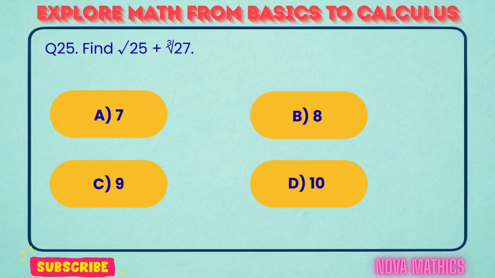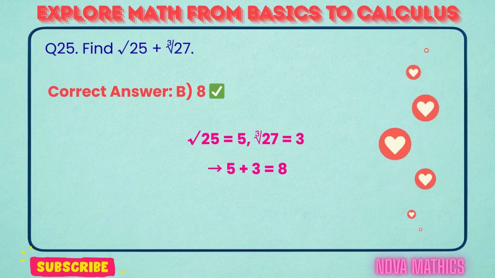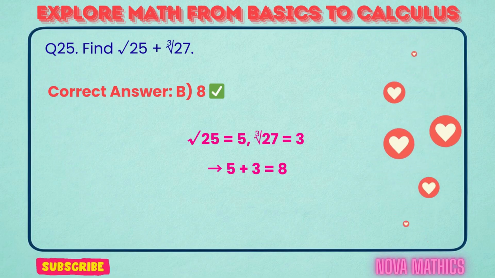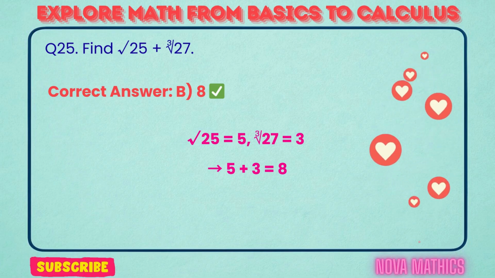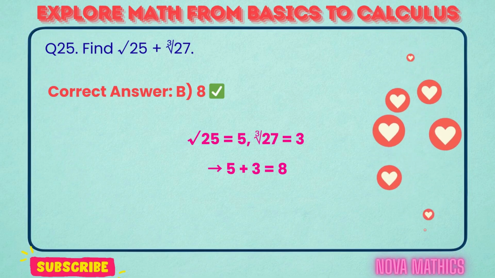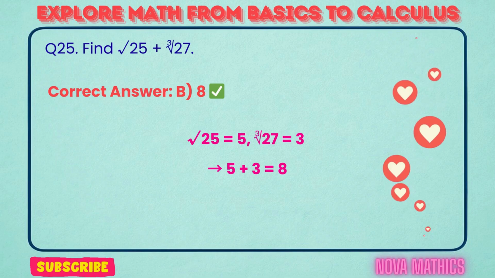25. Find the square root of 25 plus the cube root of 27. Correct answer is 8. Square root of 25 equals 5. Cube root of 27 equals 3. So 5 plus 3 equals 8.